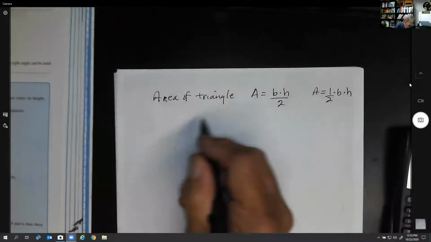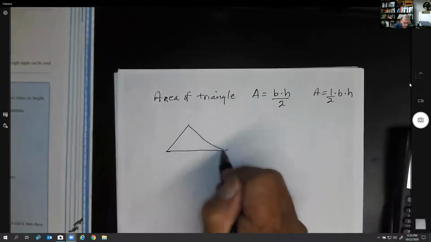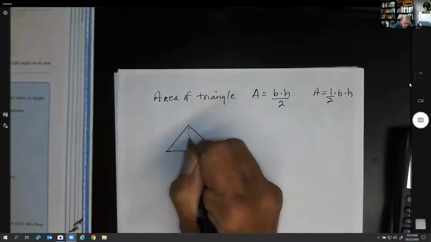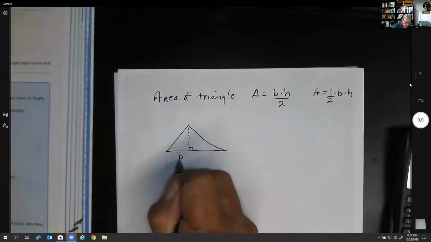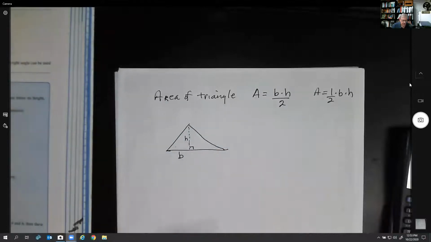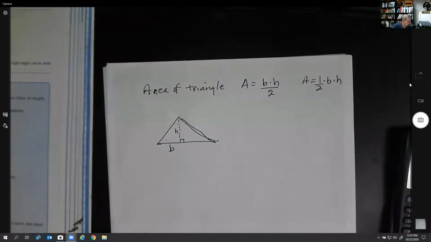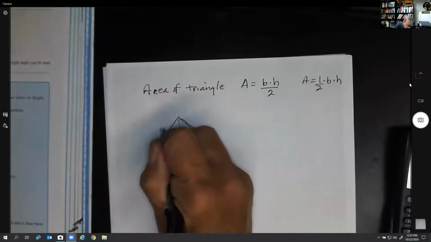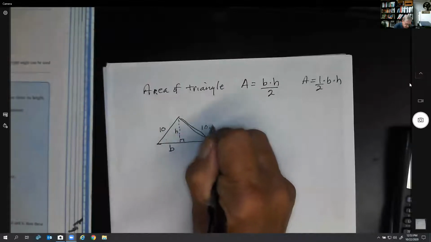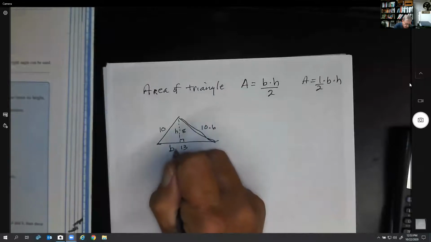So let's try this on a triangle. We have a triangle. We know the height has to be perpendicular to the base. So this would be our base, and this would be our height. And we're trying to find the area inside this triangle. Okay, so we'd have to have some measurements. Let's see if we can get some measurements in here. Let's say they gave us this problem right here. You got 10.6, you've got 8, and you got 13. And these are all in inches.